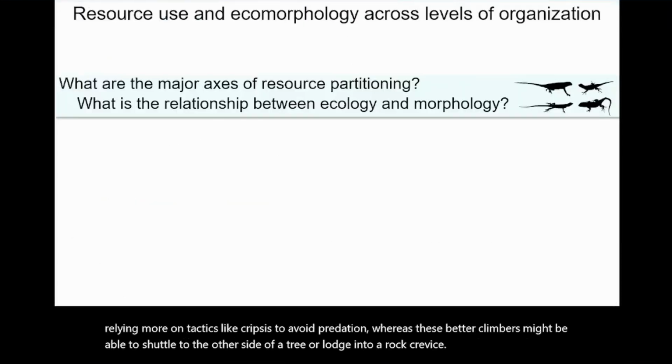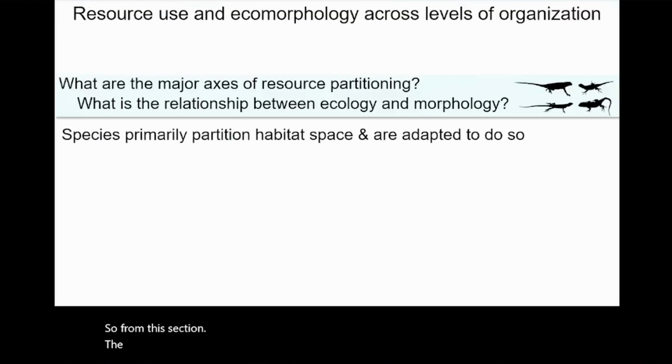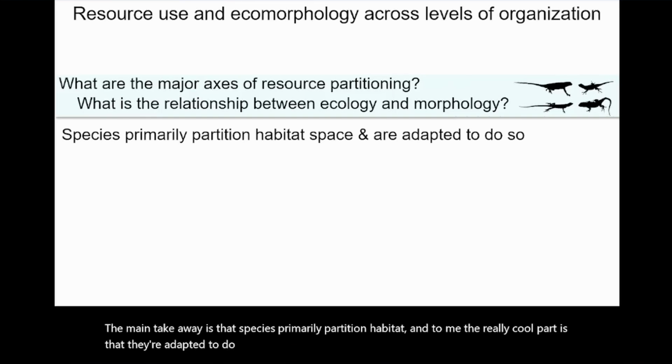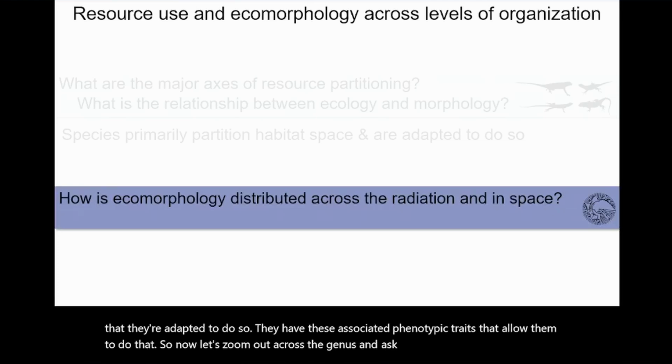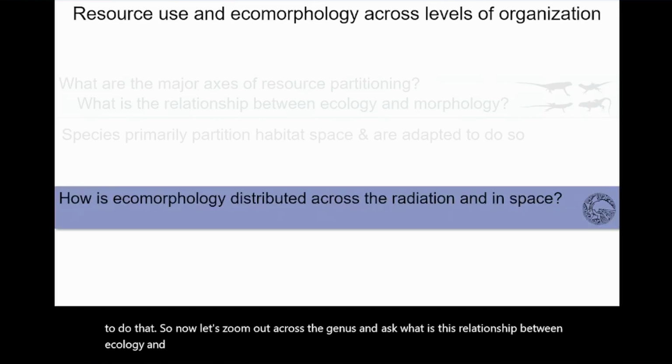So from this section, the main takeaway is that species primarily partition habitat, and to me, the really cool part is that they're adapted to do so. They have these associated phenotypic traits that allow them to do that. So now let's zoom out across the genus and ask, what is this relationship between ecology and morphology between species and across the whole range?